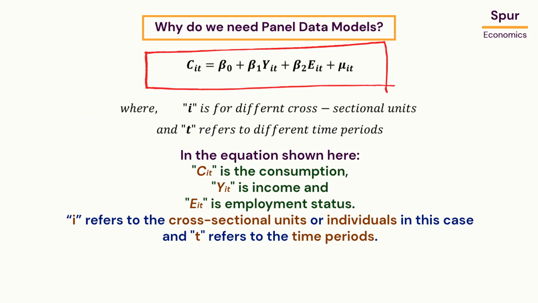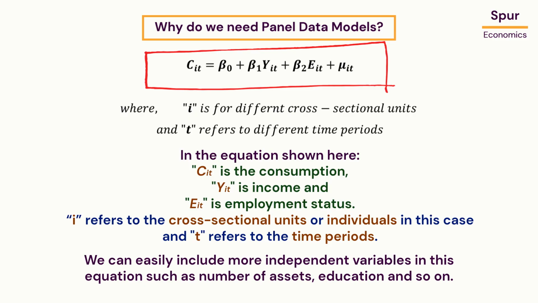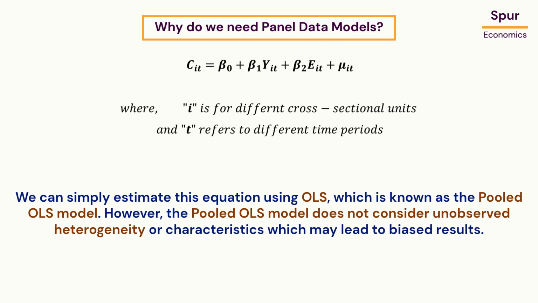In the equation shown here, C_it is the consumption, Y is income, and E is employment status. i refers to the cross-sectional units or individuals in this case, and t refers to the time periods. We can easily include more independent variables in this equation, such as number of assets, education, and so on. We can simply estimate this equation using OLS, which is known as the pooled OLS model.